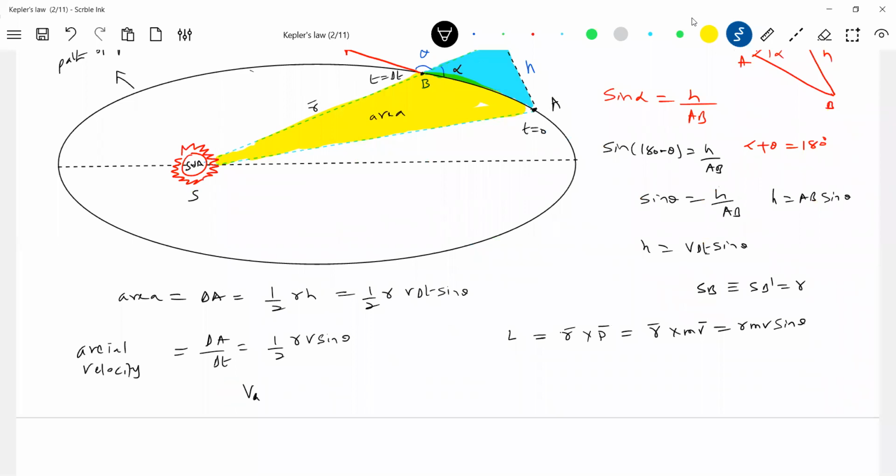Aerial velocity, shall I write like this? We don't have any specific symbol. So in place of RV sine theta, what we can write? L by M. Look at this L now. L is what is called the angular momentum of the planet about the sun. So like this, I'm showing that the aerial velocity is constant.